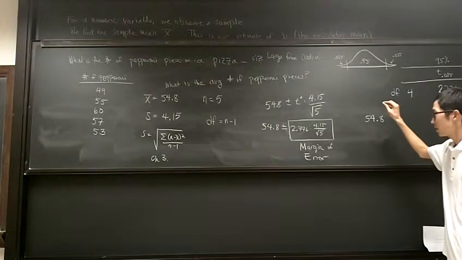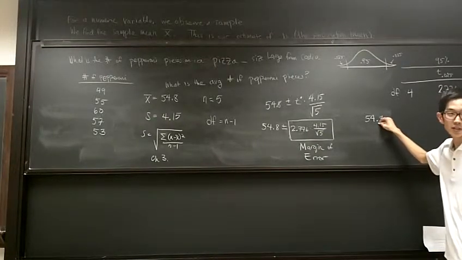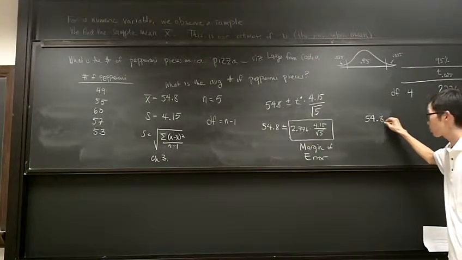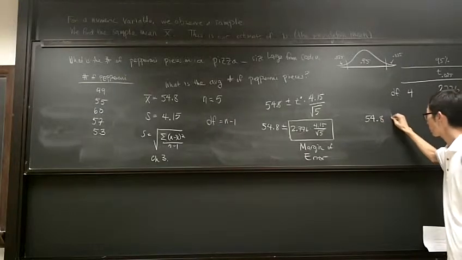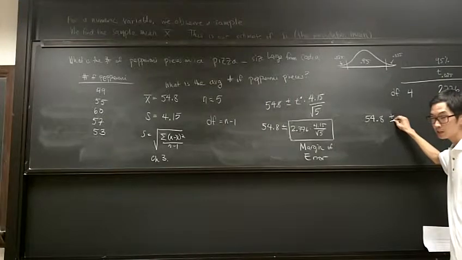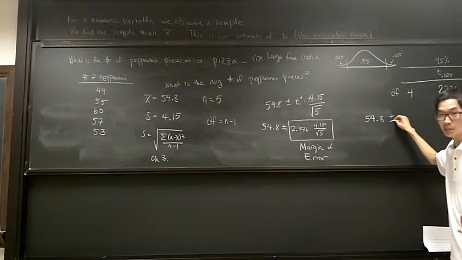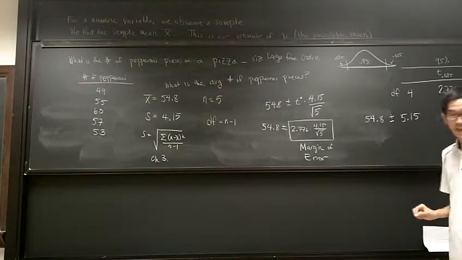Okay, so the margin of error, it looks like we put our estimate. This is the estimate based on our sample of 5 pizzas, right? The average from our 5 pizzas was 54.8 pieces of pepperoni. Okay, and so now I'm going to say, okay, well, I'm confident that the average number of pieces on any Costco pizza is going to be 54.8 plus or minus some margin of error. And that margin of error is 5.15.